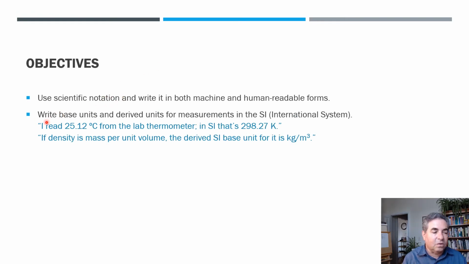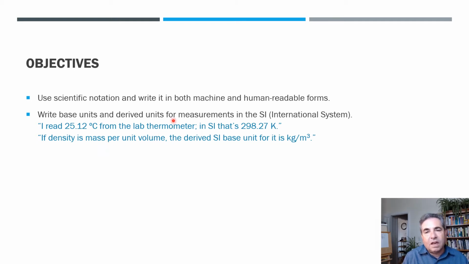I'd also like you to be able to write down the base units in the international system. And there are 5 of them that I want you to know. I want you to know length, mass, time, temperature, and amount of substance. And there are base units that go with each of those measurements. There are 2 other measurements, current and luminous intensity. We're not going to use those in the course. They're in your textbook, but we won't really use them. So you don't have to know those 2.